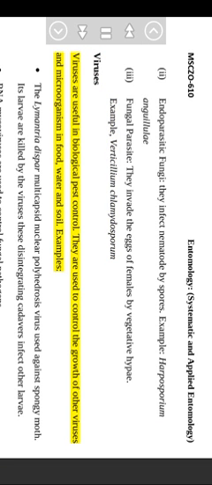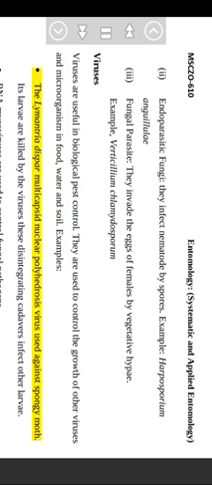They are used to control the growth of other viruses and microorganisms in food, water and soil. Examples: the Lymantria dispar multicapsid nuclear polyhedrosis virus used against spongy moth. Its larvae are killed by the viruses. These disintegrating cadavers infect other larvae. RNA mycoviruses are used to control fungal pathogens.